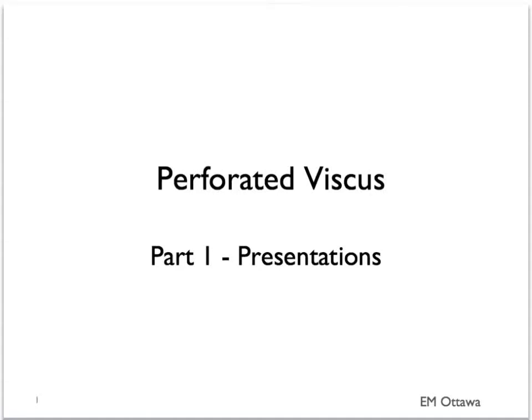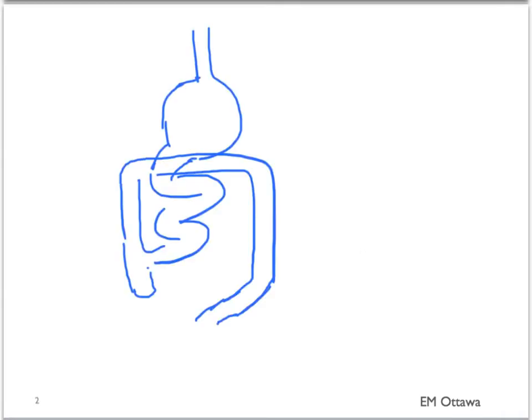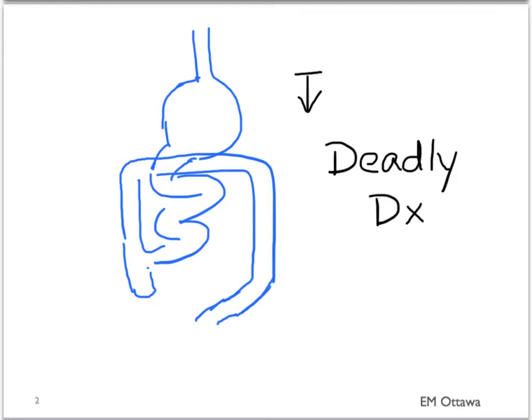This video is about perforated viscus. We'll first discuss the causes and presentations of the patients with a perforated viscus. The definition of perforated viscus means the perforation of the GI tract, usually from the stomach all the way down to the end. This is a deadly diagnosis since the bacteria from the gut can quickly spread and produce sepsis.